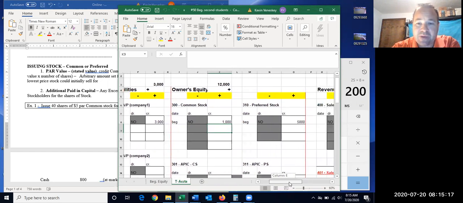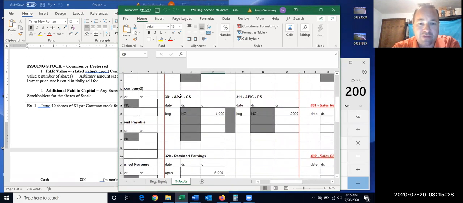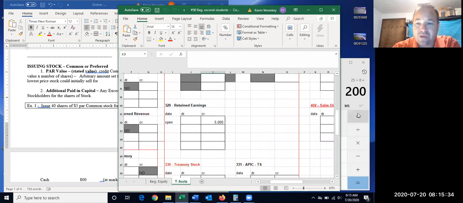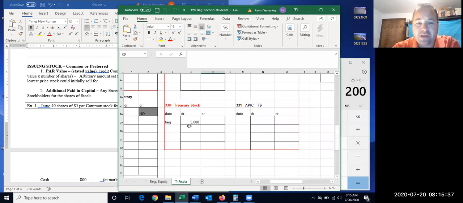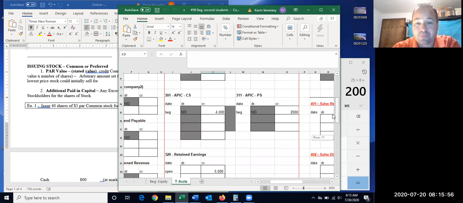As you can see, I've expanded the owner's equity section of the T account page that we normally use. We now have common stock and preferred stock. And then down below, we're going to talk about the additional paid in capital for both. You remember retained earnings, that's still there. And then the other two that we're going to look at are treasury stock and additional paid in capital for treasury. Remember treasury, that's our contra account, because treasury is when you repurchase your own stock. So it's going backwards, going back into your business instead of being issued.